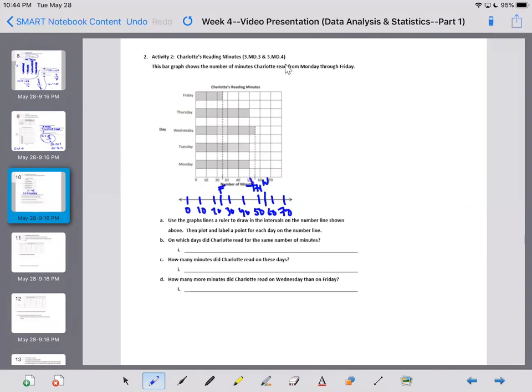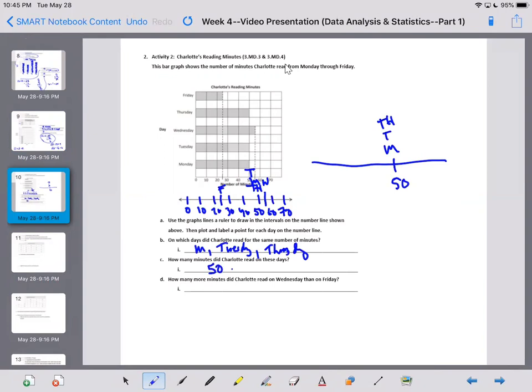all on the same. Don't have a lot of room there, but on 50, you could show Monday, Tuesday, and Thursday all on the same. And then you could ask, well, which days did Charlotte read the same number of minutes? And that would be on Monday, Tuesday, and Thursday were all the same. How many minutes did Charlotte read on these days? And you can see from the line plot that it was 50 minutes.